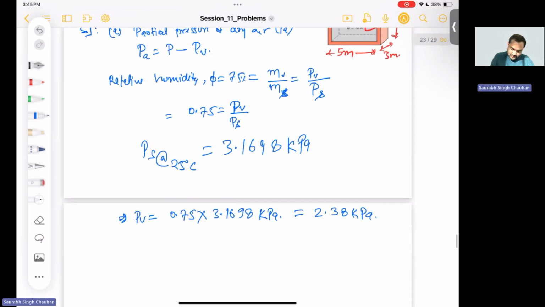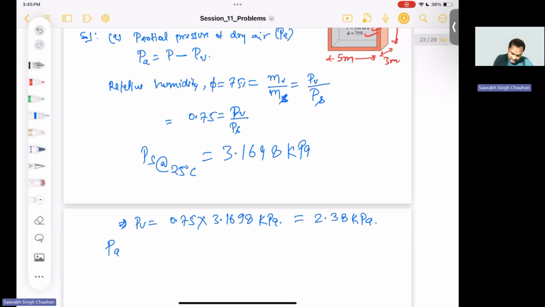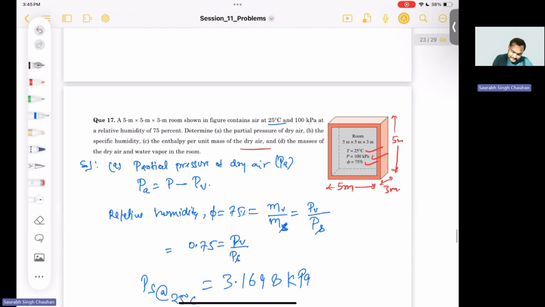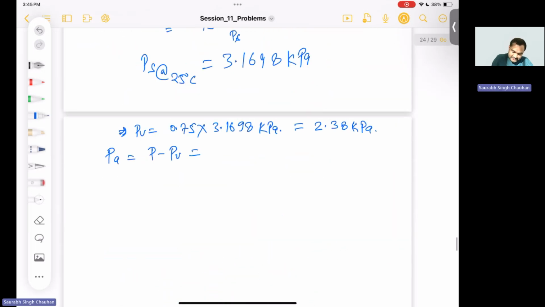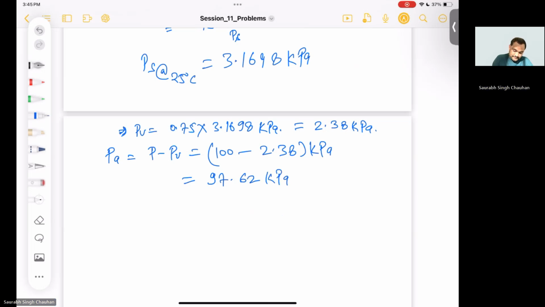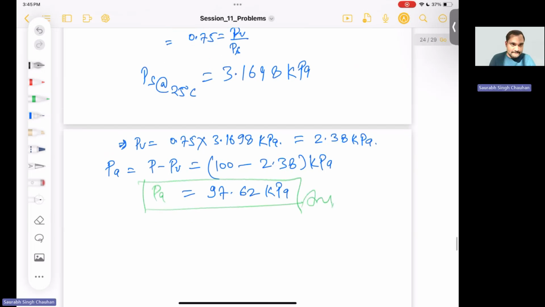But we had to find the partial pressure of dry air. So the partial pressure of dry air will be total pressure minus partial pressure of water vapor. So P minus PV, P is how much? 100 kilopascal. So 100 kilopascal minus 2.38 kilopascal will be the partial pressure of dry air. If you subtract this value, it will come out to be 97.62 kilopascal. Please check this value. If you are getting something else, just let me know. So this is the answer of the first part.